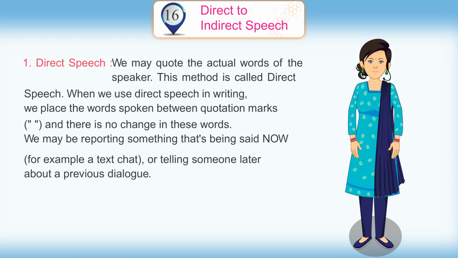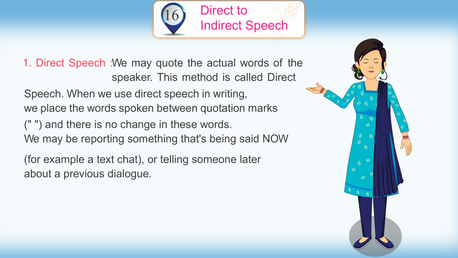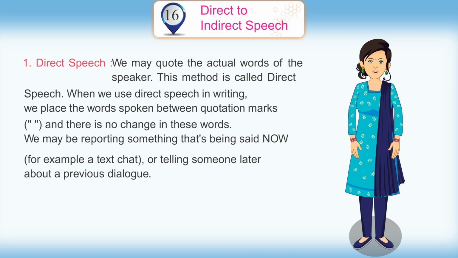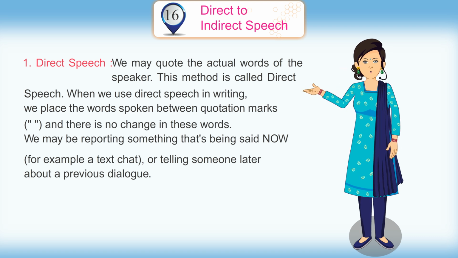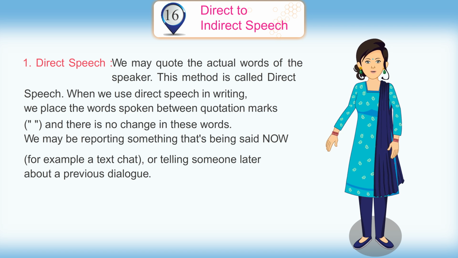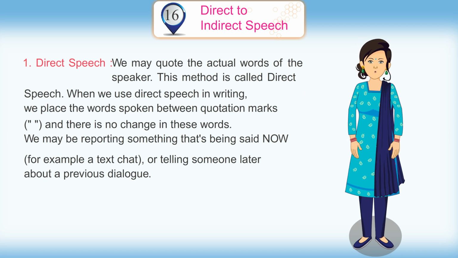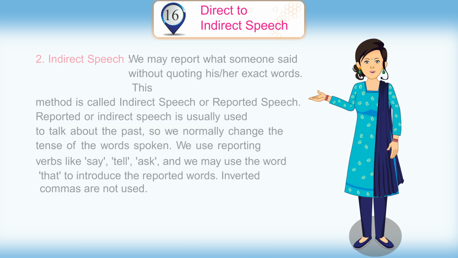Let's make it very clear. Direct speech. We may quote the actual words of the speaker. This method is called direct speech. When we use direct speech in writing, we place the words spoken between quotation marks and there is no change in these words. We may be reporting something that's being said now, for example, a text chat, or telling someone later about a previous dialogue.